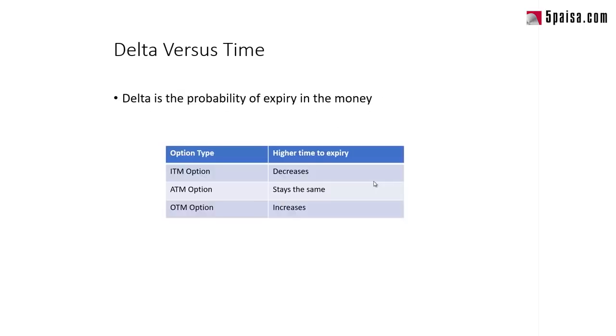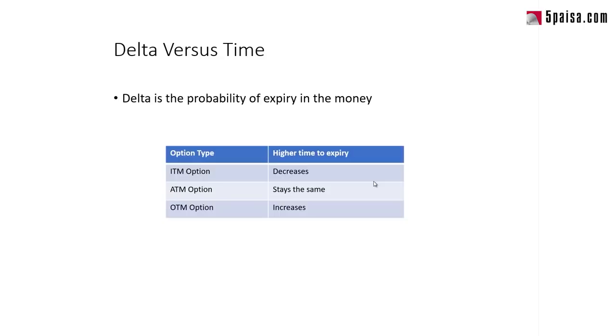So delta versus time. Again, this also becomes very trivial the moment you realize that delta is the probability of expiry in the money, right? So delta of an in the money option, what happens to it with time is the first question, right? So delta is the probability of in the money.